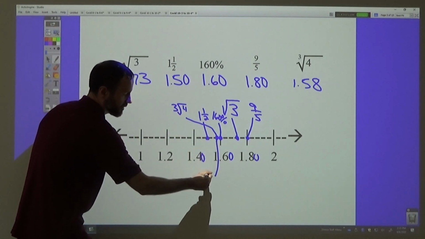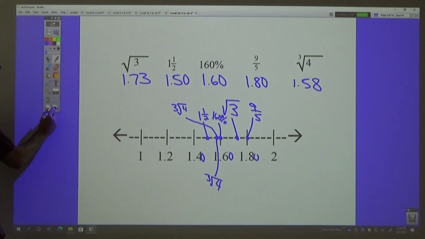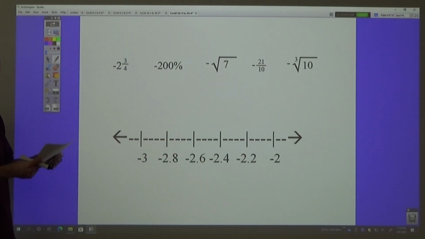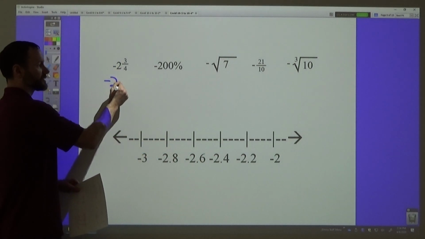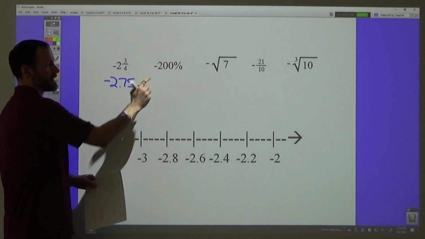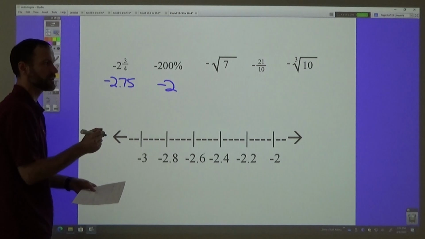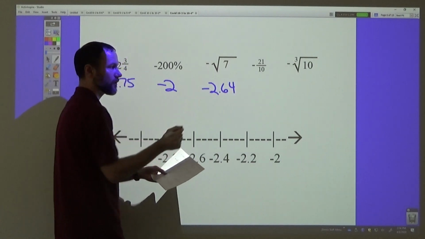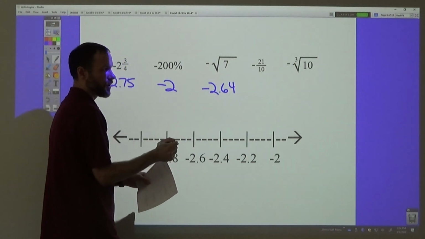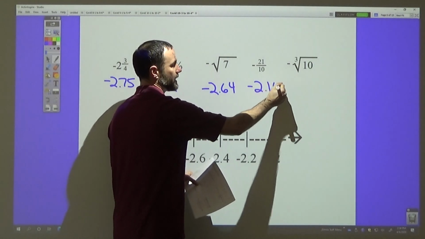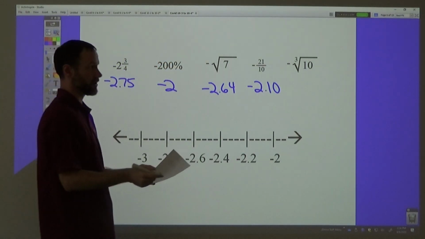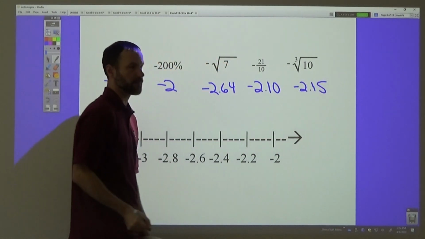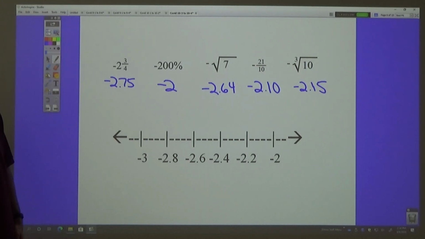You might also put it down below the cube root of 4. Be very careful with negative numbers. Remember, negative numbers work backwards on the number line, so you just got to be a little bit careful. Negative 2 3/4 is really negative 2.75. Negative 200% is just negative 2 when you type it into the calculator. The negative square root of 7 is negative 2.64 when you type it into the calculator. Negative 21 over 10 is negative 2.1. Again, I'm going to make it look like money, so I'm going to put the 0 at the end. And the negative cube root of 10 is negative 2.15 approximately. So make them look like decimals first, then make them look like money.